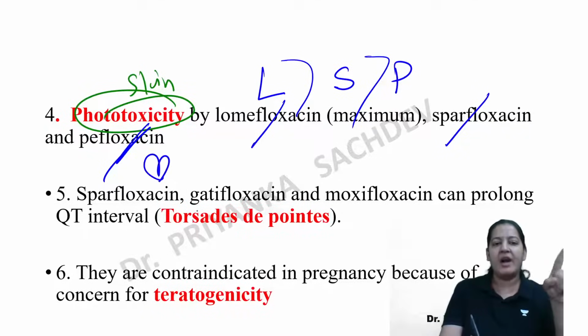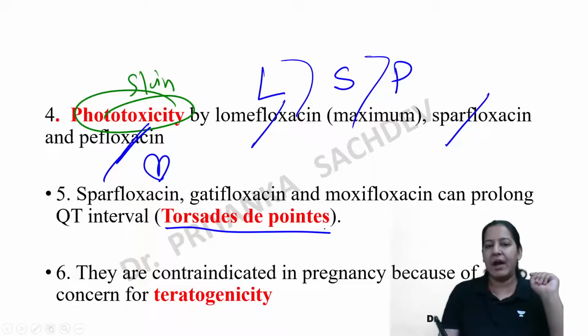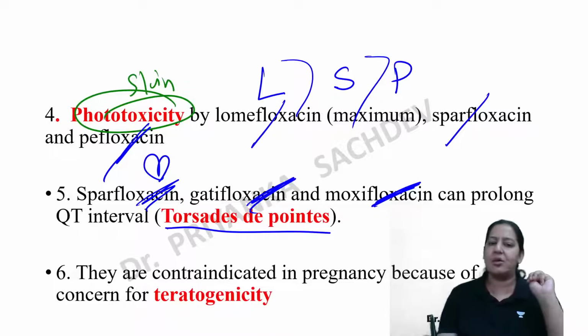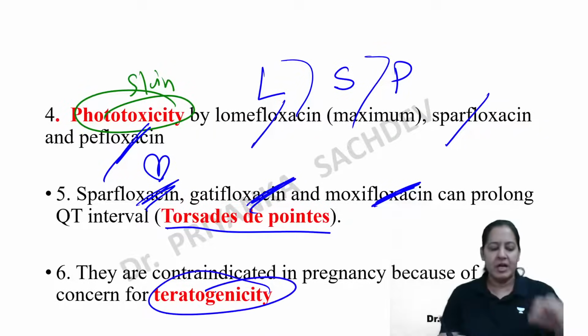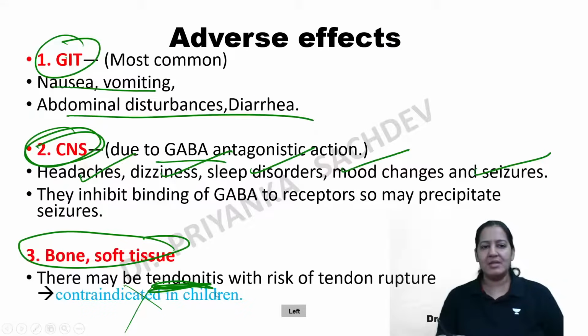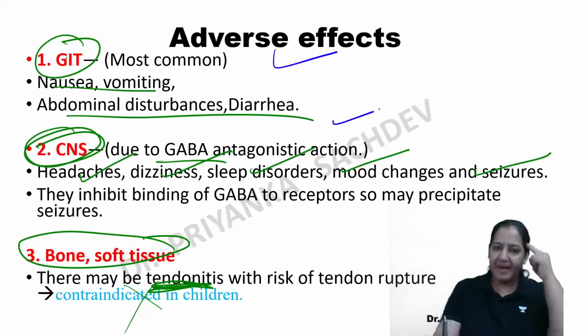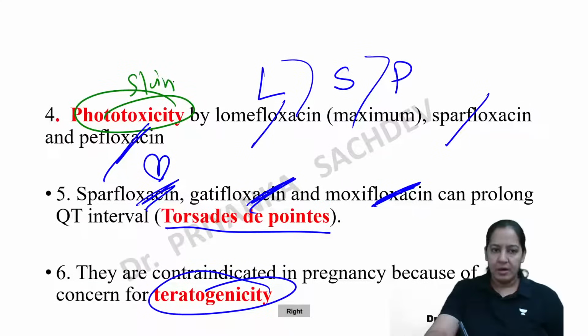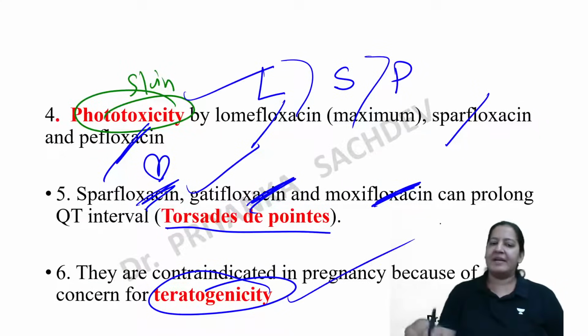Coming to the heart. In the heart, they cause Torsades de Pointes. Only three cause it: Sparflox, Gattiflox, and Moxiflox. Not all. They cause Torsades de Pointes, and they are teratogenic. So learn the six systems. What are the six systems? GIT, brain, bone and soft tissue, heart, skin, and pregnancy.